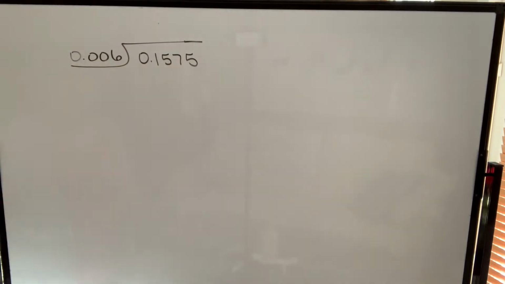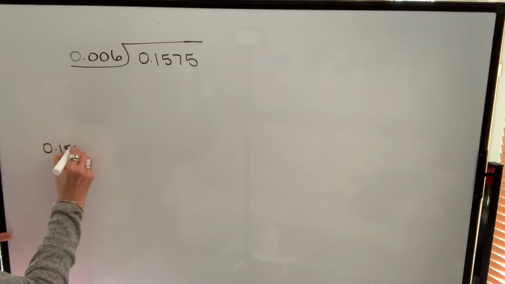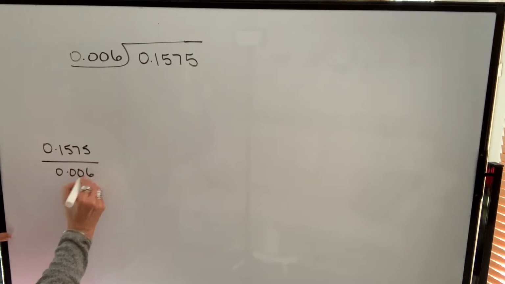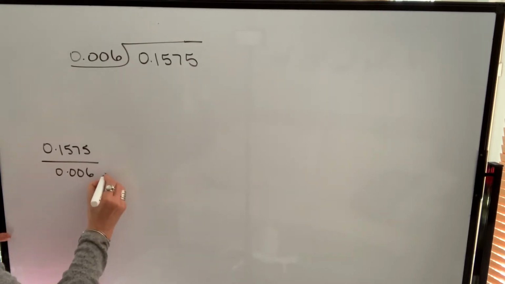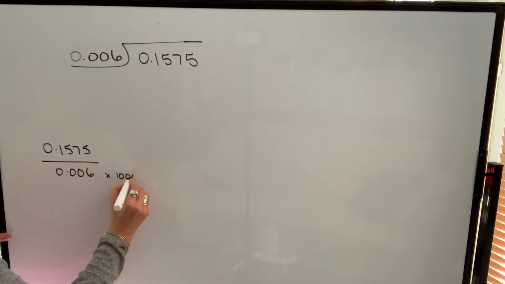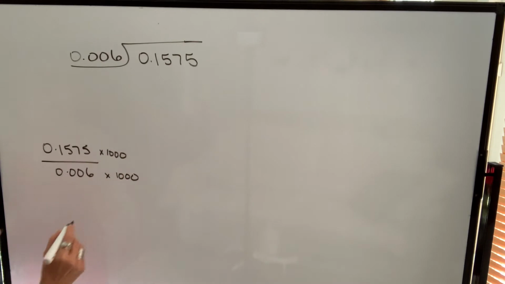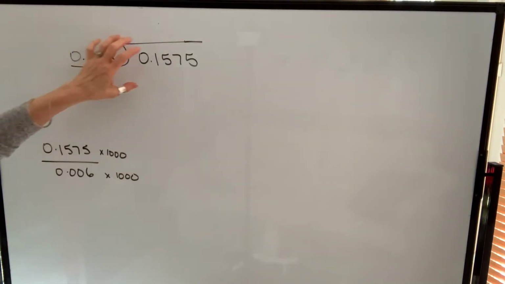It's just like with fractions. If I had this in fraction form, 0.1575 divided by 0.006, the idea is you do not want a decimal in the denominator. So in order to get rid of that decimal point, we have to multiply by 1,000. Whatever you do to the denominator, you do the same thing to the numerator. So we're doing the same process, it's just that it's in this form.